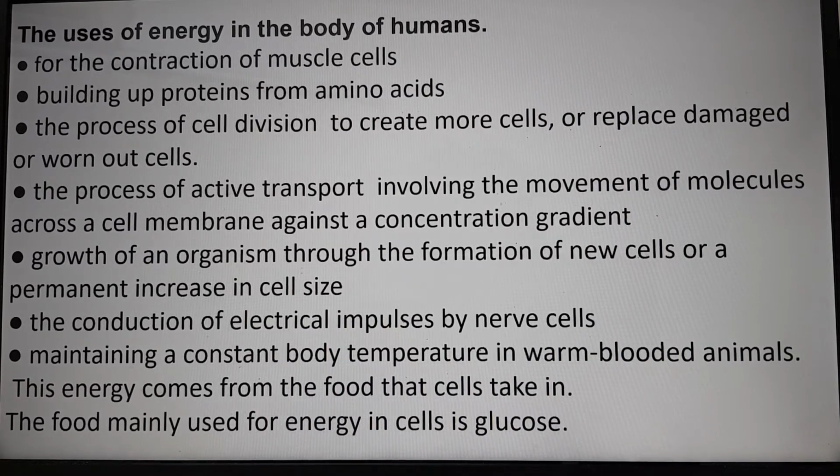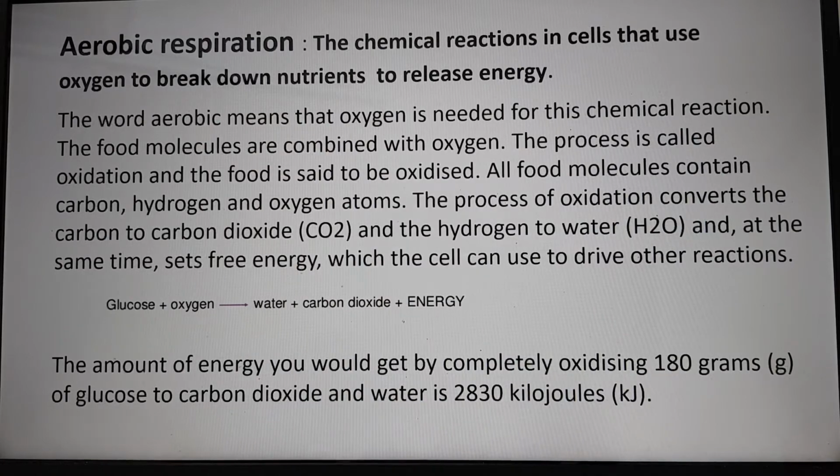Let us see what is aerobic respiration. The chemical reactions in cells that use oxygen to break down nutrients to release energy is aerobic respiration, or respiration in the presence of oxygen. The word aerobic means that oxygen is needed for this chemical reaction. The food molecules are combined with oxygen. The process is called oxidation and the food is said to be oxidized.